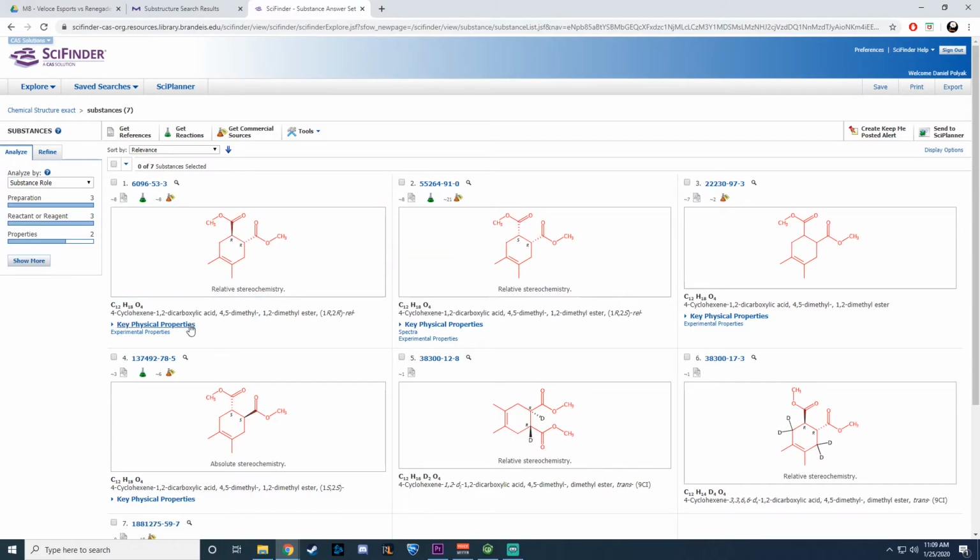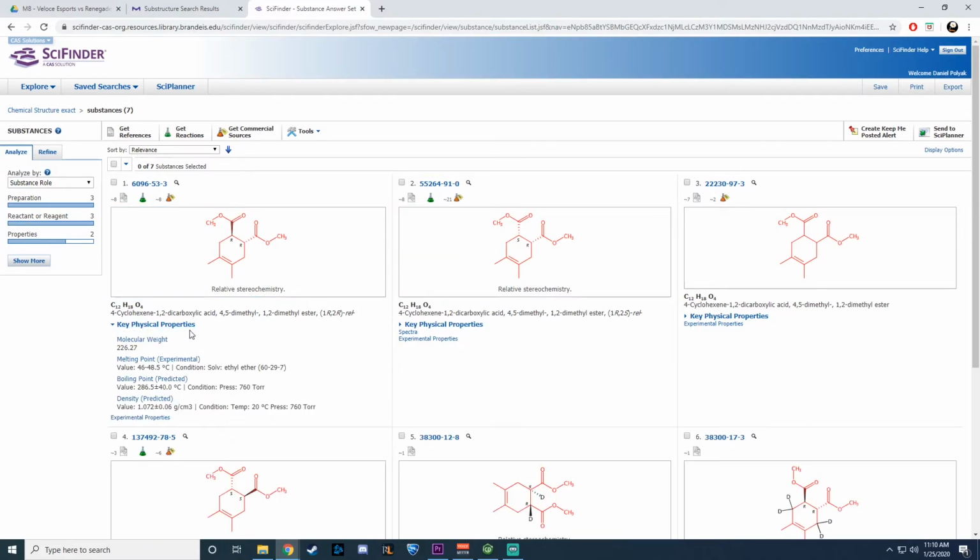And if you look right under here, you can see key physical properties. If you go ahead and click on that, you'll see molecular weight, melting point, boiling point, density, and you know that this melting point is correct because it says experimental here, as opposed to predicted like it has for boiling point and density. What experimental means is that someone actually went and measured the melting point of this thing. The predicted values aren't always very inaccurate, although you can see here that this boiling point is within 40 degrees, which isn't the best. But anyway, we know that this thing is a solid at room temperature because it melts at around 50 degrees.